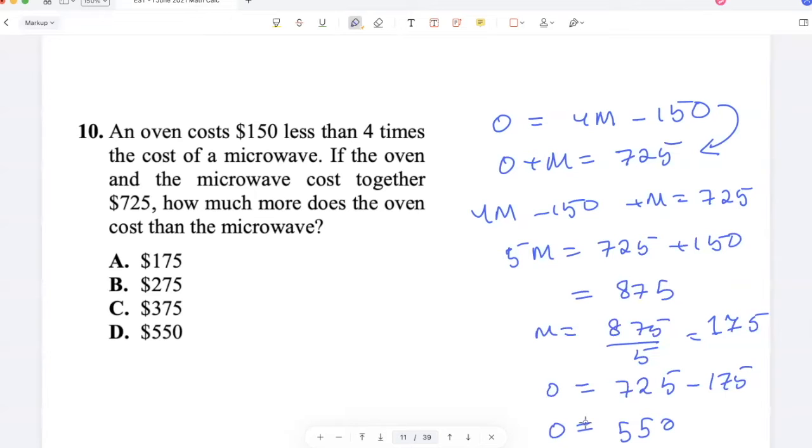So how much more does the oven cost than the microwave? Oven minus microwave is 550 minus 175, which is 375, right? So the difference is option C.